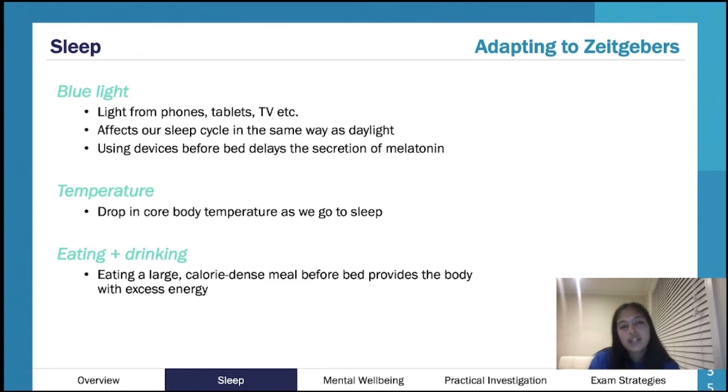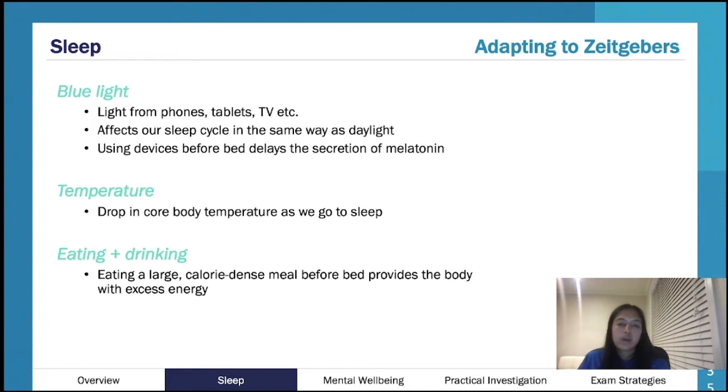Temperature. So the idea is that you have a bit of a drop in temperature as you go to sleep. So kind of matching that may be a bit more helpful. So maybe not having too high of a temperature, obviously not having it freezing as well, but just accommodating for the body to have that drop in temperature a little bit.